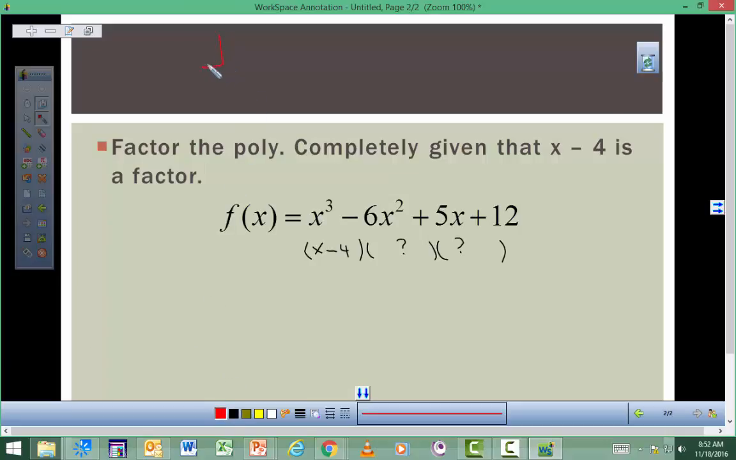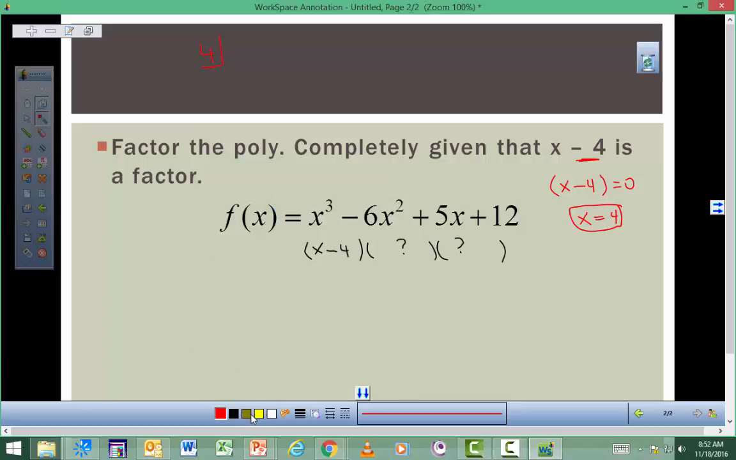So I'm going to create my little box right here, and the number I'm going to use is not this one, because what I'm thinking in my head is if that is a factor, then it's also a 0 of the polynomial. So I'm thinking x minus 4 is equal to 0, and I'm thinking, well, that would mean then that x is equal to 4. And so that's the number I'm going to use here, 4.